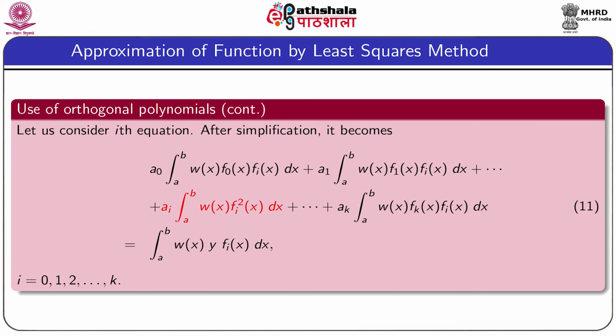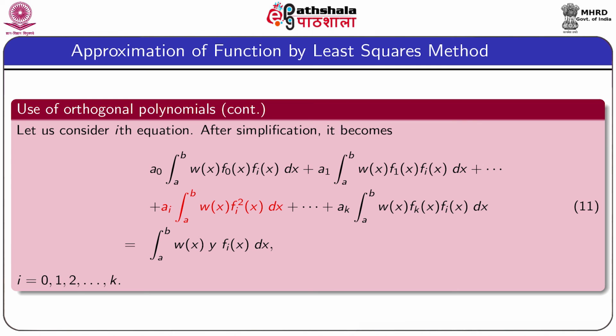Note that the red marked term, ai integration a to b w(x) fi square(x) dx, is the non-zero term and all other terms are zeros because f0 and fi are different functions. That means the first term is 0 because this is the inner product of two different orthogonal polynomials f0 and fi. Similarly, the second term is also 0 because this is the inner product of the polynomials f1(x) and fi(x), and so on.